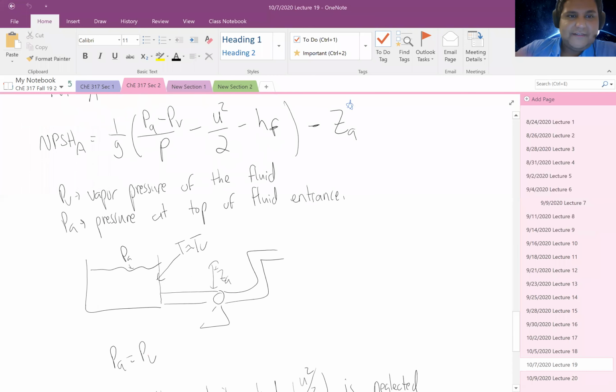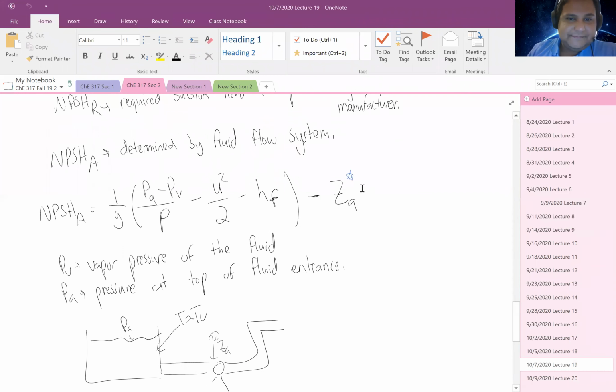And we had derived our net positive suction head equation as 1 over gravity times the quantity of initial pressure minus vapor pressure over density, minus your velocity head, u squared over 2, minus any head loss in the suction line. And then correcting for the static head between the inlet of the suction line and the pump itself, which is designated as ZA.